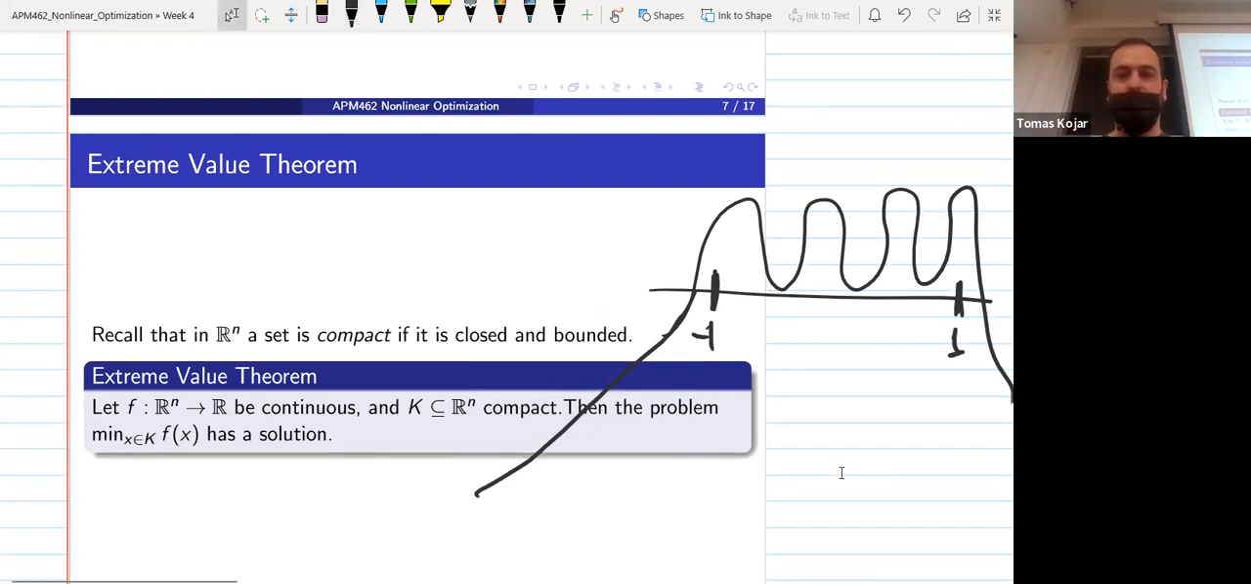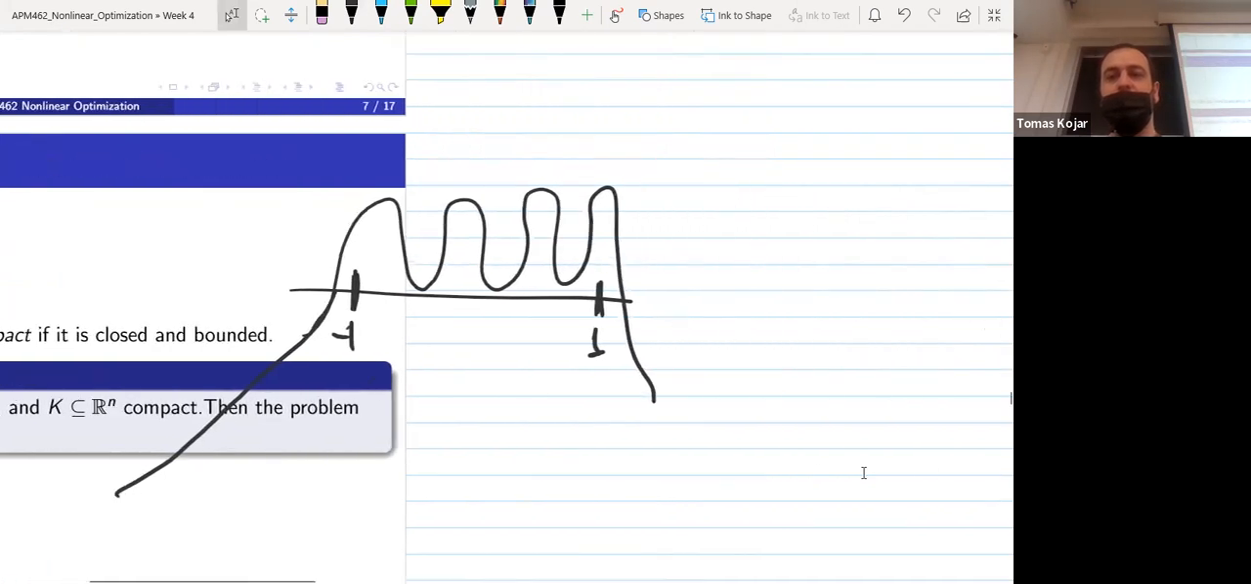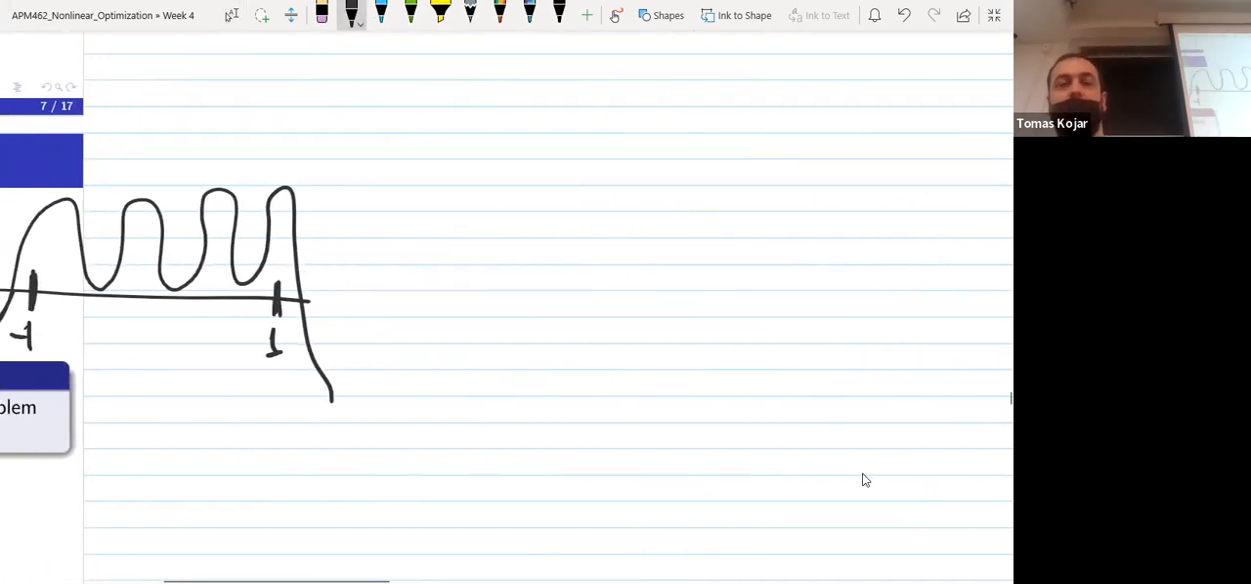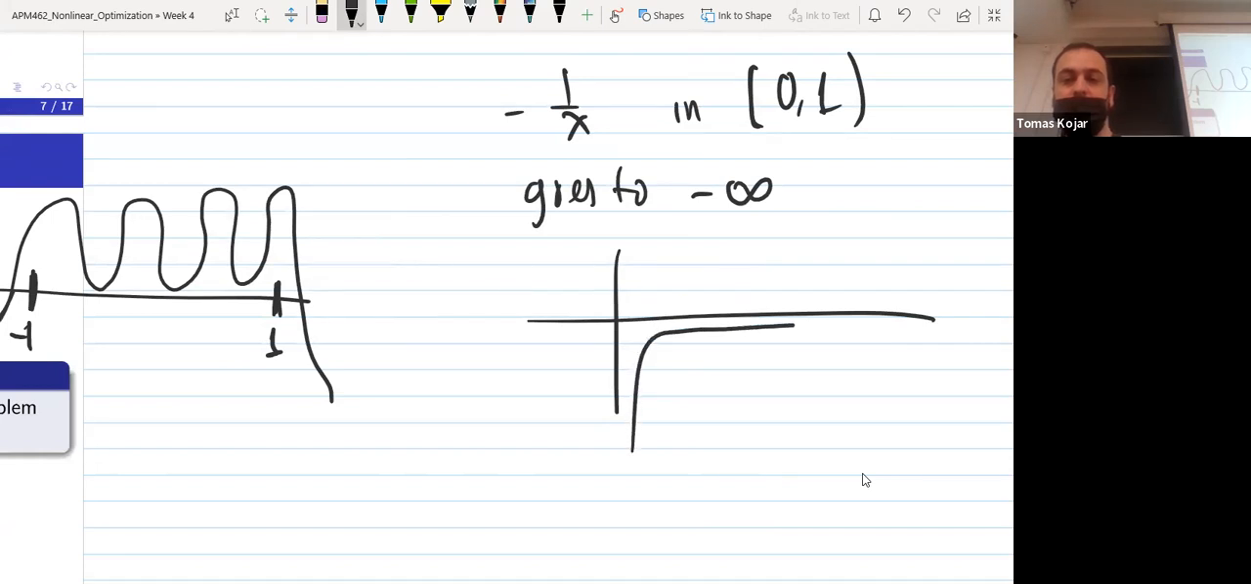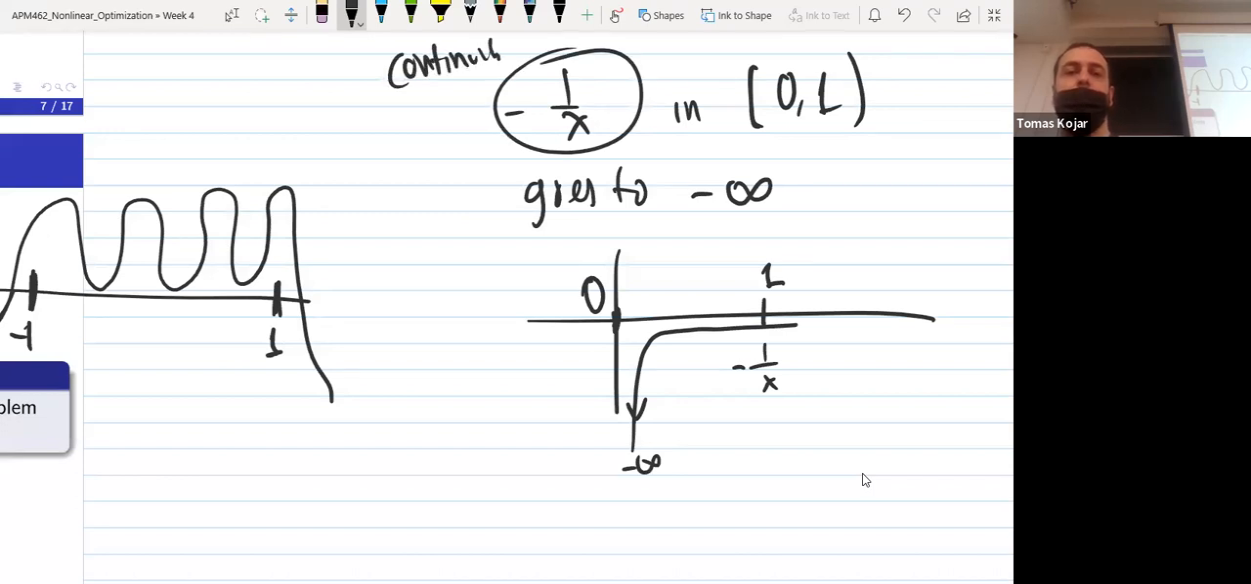All right, good. And also you need continuity because, for example, -1 over x in open 0, 1 goes to -infinity, right? So it goes like this. So that's why you need continuity. And that's why you need bounded. Right? Good.